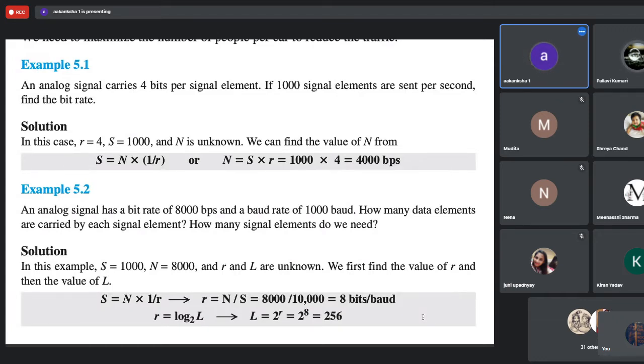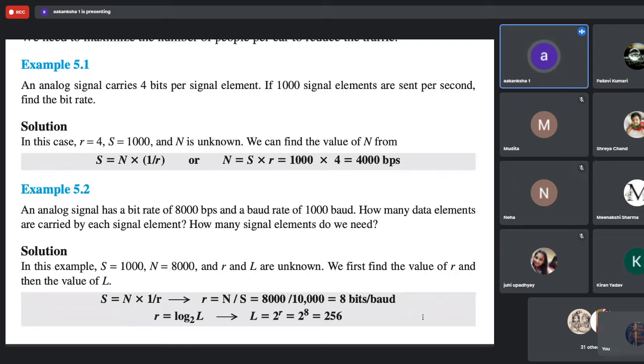Now, ma'am, its unit will be, do we have to write it like bits per baud, or in this form? R will be 8 bits per baud, because N is the number of bits per second, and S is the number of signal changes or baud per second. So 8 bits upon baud. Because the unit of S is baud and the unit of N is bits. Okay, so that is bits upon baud.